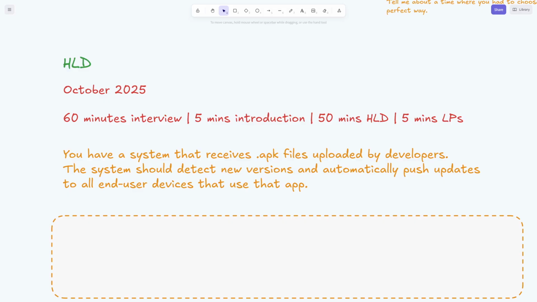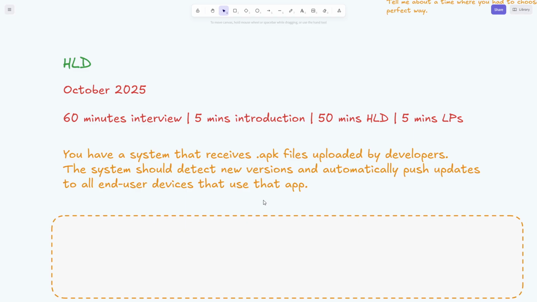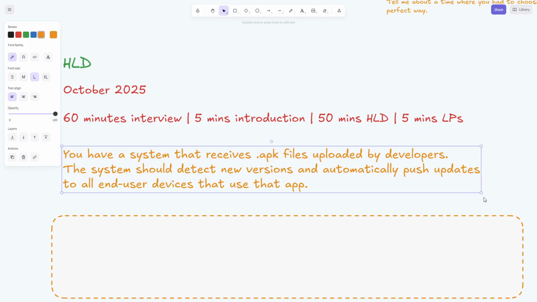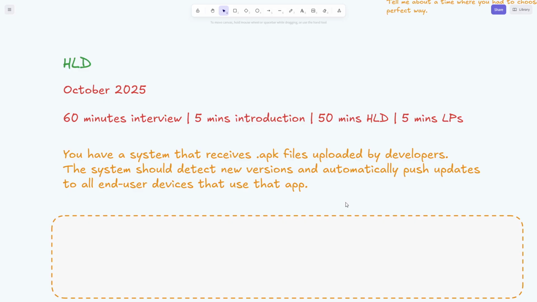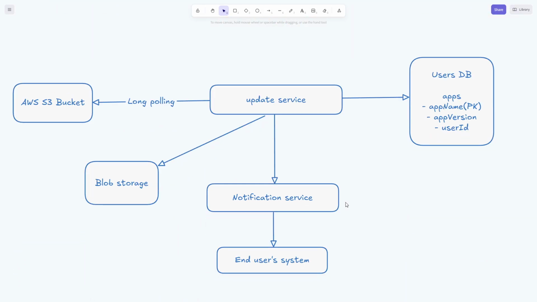Now, although I won't be discussing the question in detail, it was my first time handling a question like this. So I'm not sure if my answer was perfect or near perfect, but I'll just share whatever I did during that particular interview round.